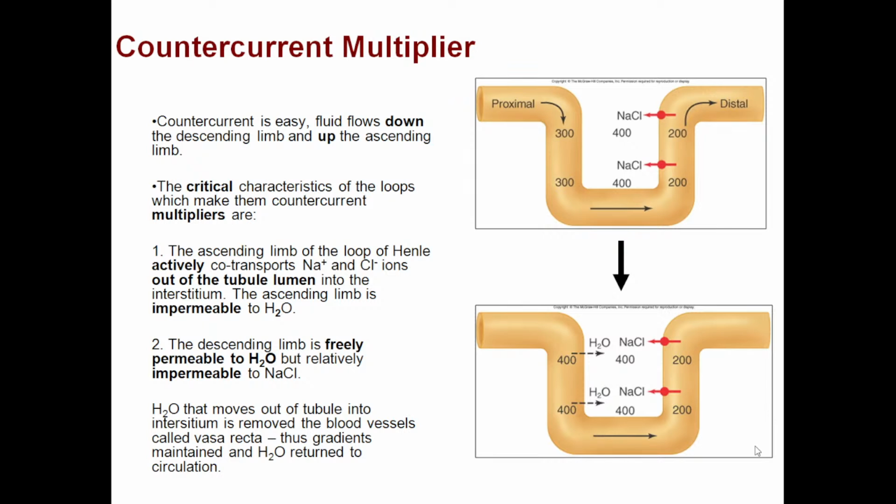The ascending limb of the loop of Henle actively co-transports sodium and chloride ions out of the tubular lumen into the interstitium, and the ascending limb is impermeable to water, so here water cannot be reabsorbed, while the descending limb is freely permeable to water but relatively impermeable to sodium chloride. So water that moves out of the tubule into the interstitium is removed by the blood vessels that are called vasa recta. Thus, the gradient is maintained and water returns to the circulation.